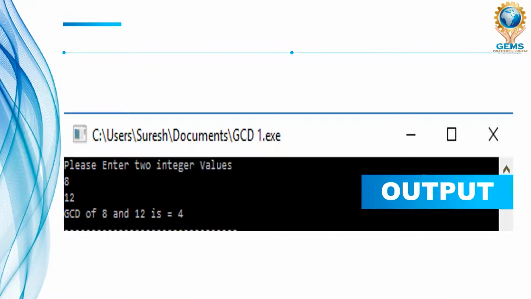So this is the output. We have taken two numbers as input, 8 and 12. Then the GCD of 8 and 12 is 4. Clear?